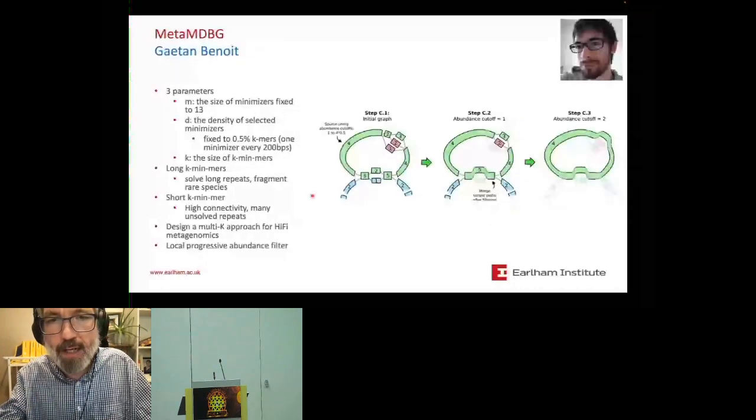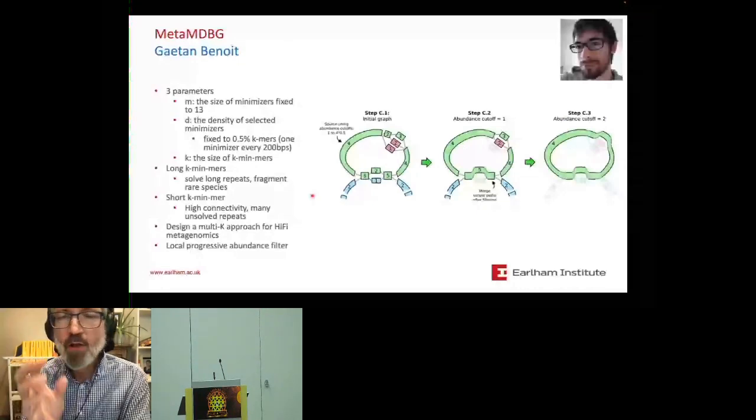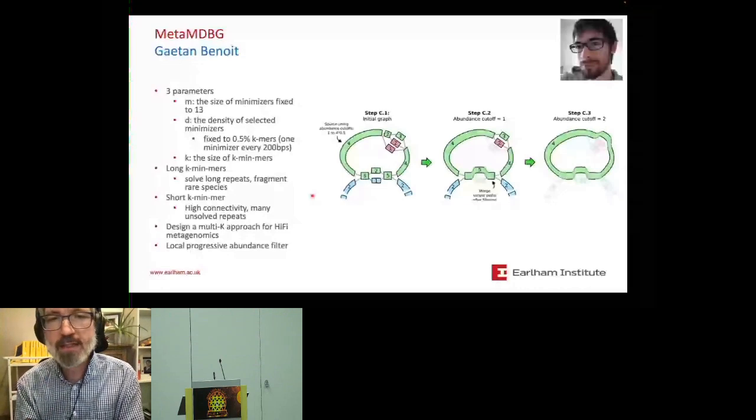The progressive abundance filter is basically a way of also removing errors and strain variation, where you find a long starting contig, you determine its abundance, and then you progressively filter less abundant nodes. And in this way, you're sort of exploiting that variability present in metagenomics data to improve the quality of the overall assembly.